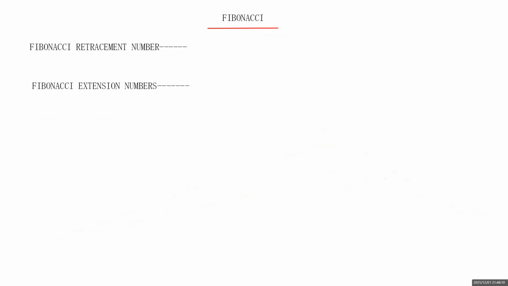Obviously, for the Fibonacci retracement numbers, we have the 23.6, correct? 38.2, whatever. Then the most important Fibonacci retracement number is what? It's the 61.8, also known as the golden zone. Then we also have the 78.6.